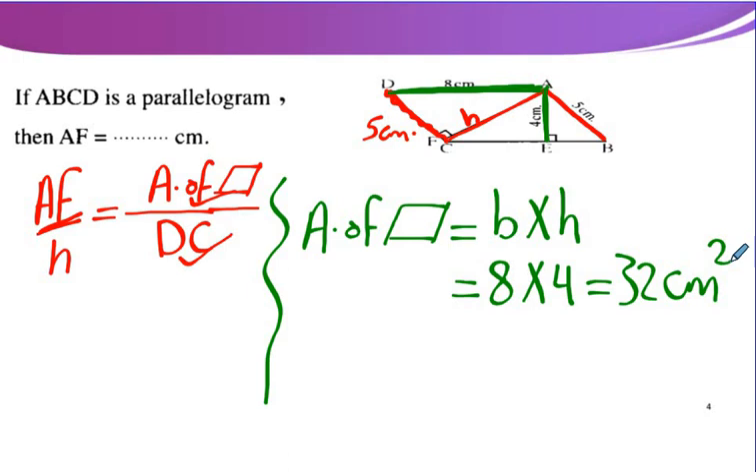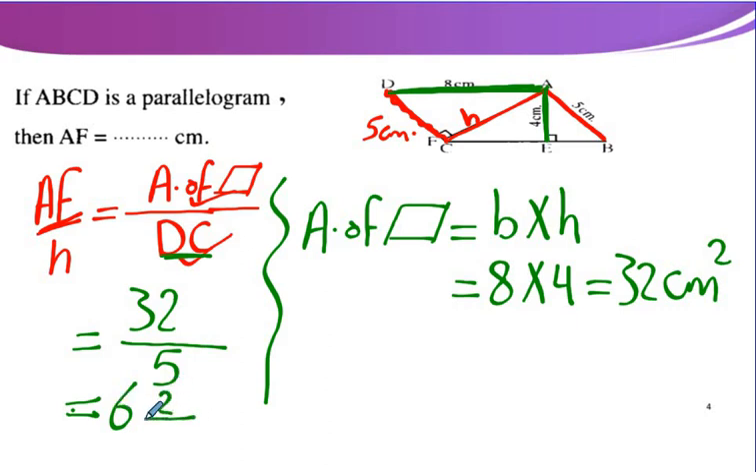Now we can find the length of AF. The area of the parallelogram is 32, divided by the base of AF. The base of AF, DC, equals 5 centimeters. So it's what? 32 divided by 5 equals, yes, 6 and 2/5 centimeters, or 6.4 centimeters.